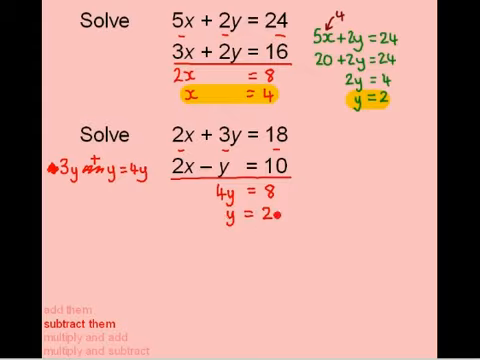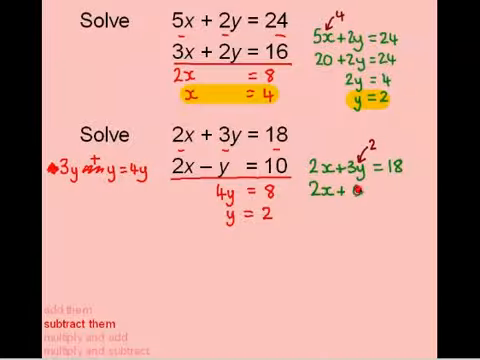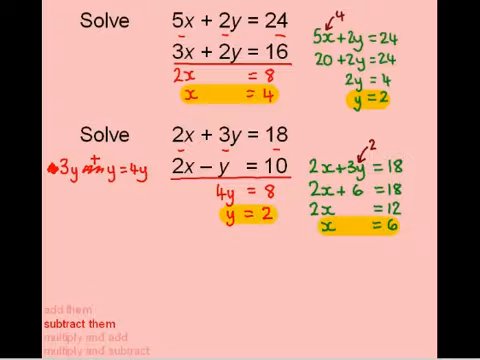Now I can substitute the value of 2 for y into the first equation. So I've got 2x plus 3y equals 18. And I know that the y is 2. So that's 2x plus 3 times 2, that's 6, equals 18. I can subtract 6 from both sides to get 2x equals 12, and I can divide both sides by 2 to get x equals 6. So my completed answer is that x equals 6 and y equals 2.